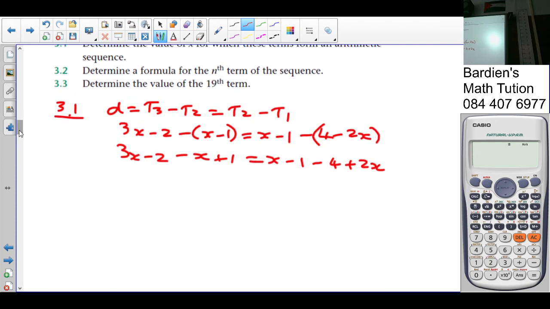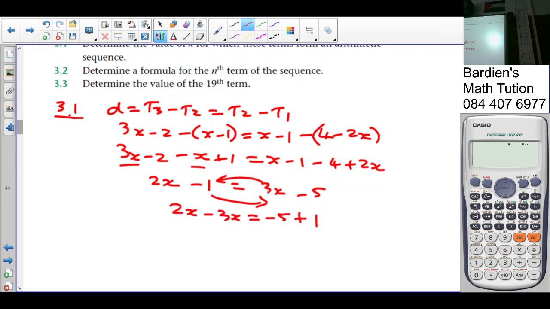So what do I do now? X is one side, numbers are the other side. Go first, add like this. So that's going to give you 3x minus x is 2x. Minus 2 plus 1 is minus 1. X plus 2x is 3x. Minus 1 minus 4 is minus 5. X is one side, numbers are the other side. So we take that over. So it becomes 2x minus 3x is equal to minus 5 plus 1. So 2x minus 3x is minus x, equal to negative 5 plus 1, negative 4. So divide by negative 1 both sides, so x equal to 4. You all agree with that? No confusion at this point. Okay? So x is equal to 4.